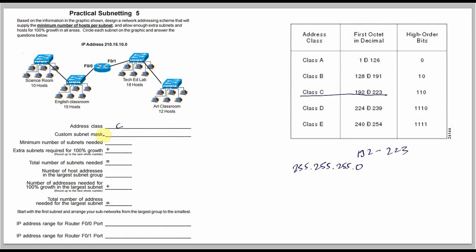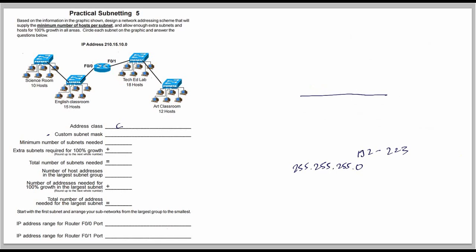Now we need to find the custom subnet mask. But that's a really long process. We're going to get back to it. Let's fill out these criteria. Alright, minimum number of subnets needed. Let's get an eraser and erase that.